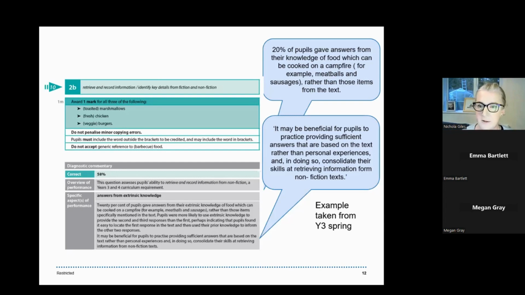chicken or burgers. This is where NFER will suggest it may be beneficial for pupils to practise providing sufficient answers that are based on the text. You might realise that children start to go from their own life experiences rather than what they've read. So the more exposure they have to that, the more confident your pupils are going to be at retrieving that information from fiction and non-fiction.